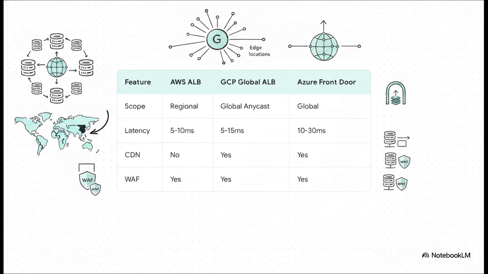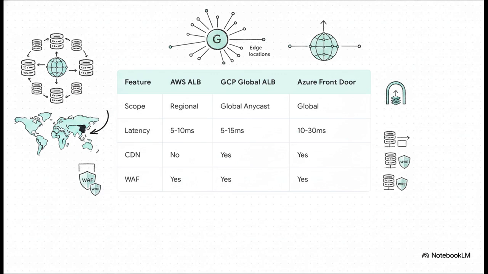Google Cloud Platform, though, takes a pretty different architectural approach. Its global external application load balancer is built on Google's global network infrastructure, using their Andromeda SDN stack. This gives you a single global Anycast IP, meaning traffic enters at the Google Edge location closest to the user, with latency around 5 to 15 milliseconds.